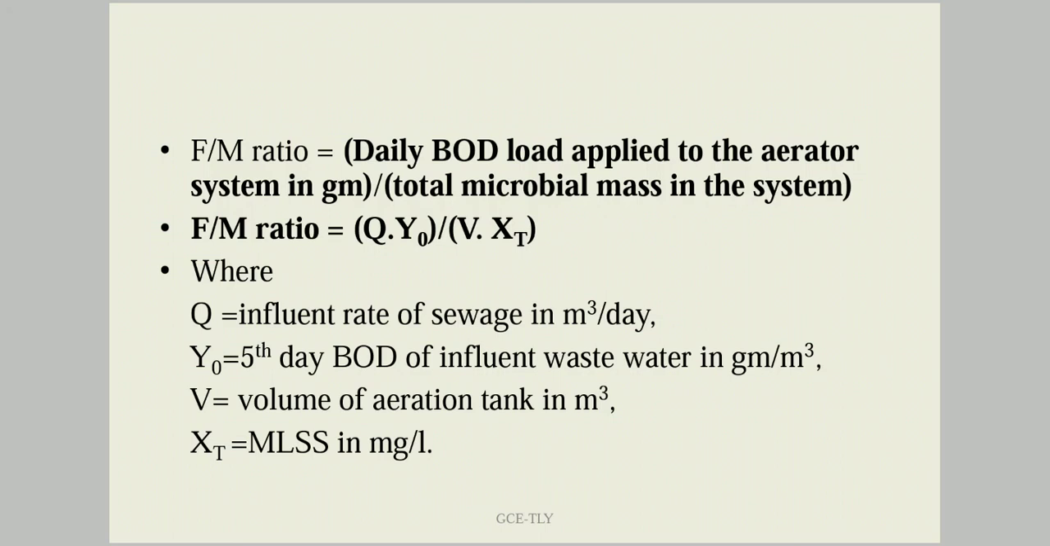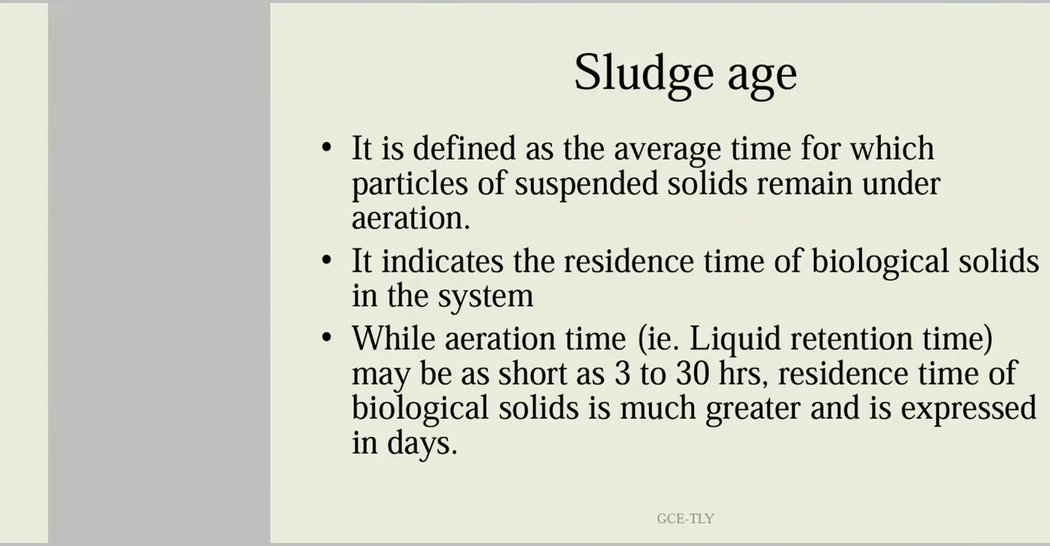That is, the F by M ratio can be written as Q into Y naught, where Q is the flow rate and Y naught is the BOD, divided by V into XT. V is the volume of the tank and XT is the MLSS, mixed liquor suspended solids. The total concentration of the mixed liquor suspended solids gives you XT. So MLSS in milligram per liter. This gives you the food to microorganism ratio.